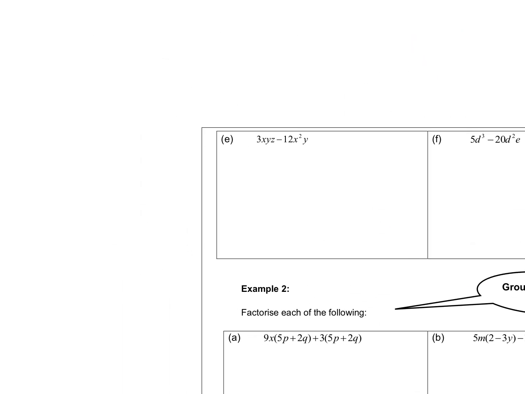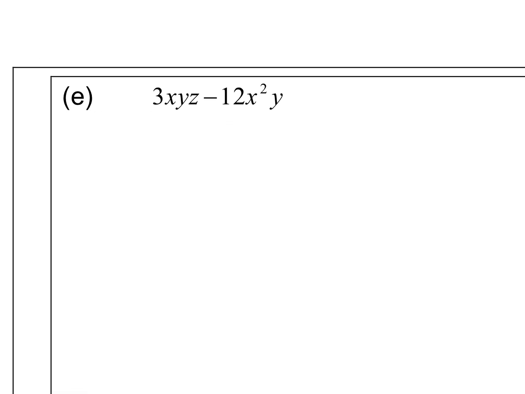Okay, this one. What is common between the two of them? The 3, x and y. So I take out the 3, take out the x, take out the y, left z only. Okay, then this one take out 3, left what? 4. Take out 1x, take out 1y. So the answer is just this.